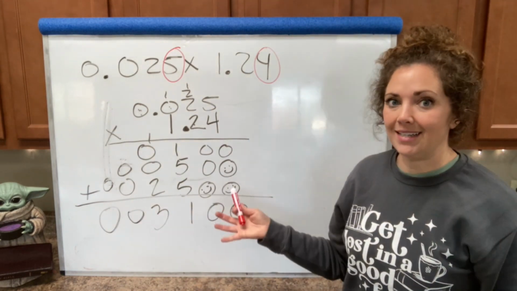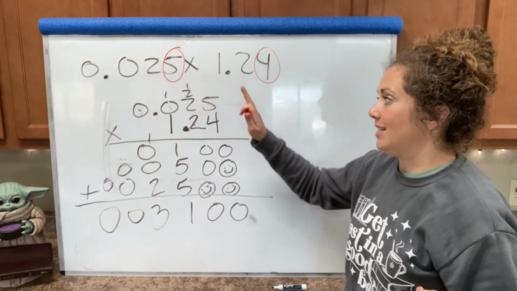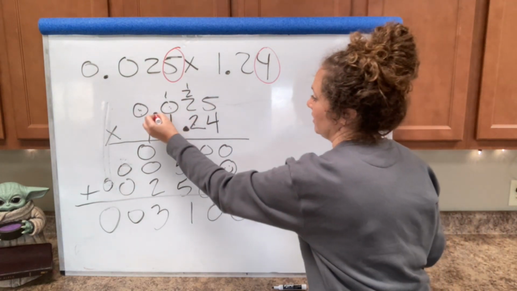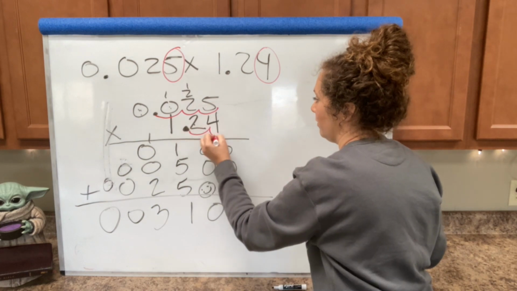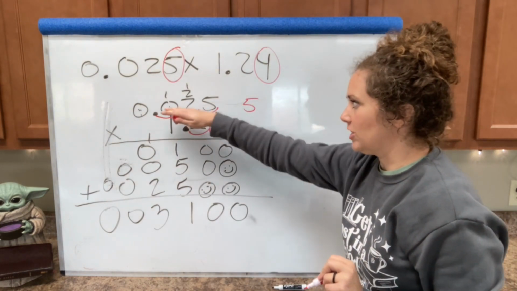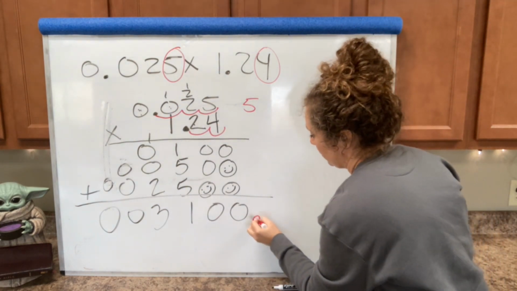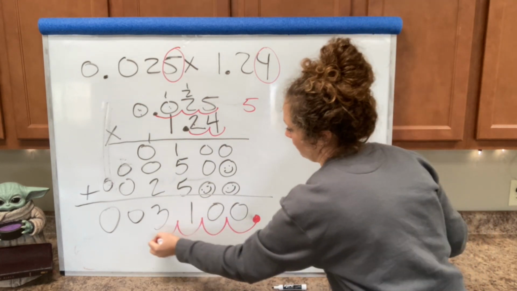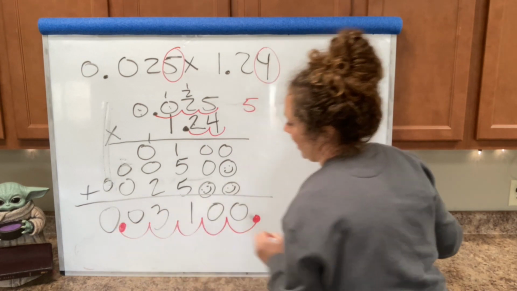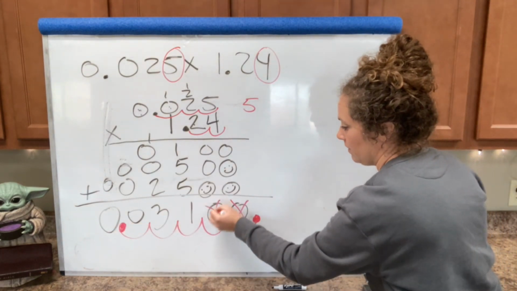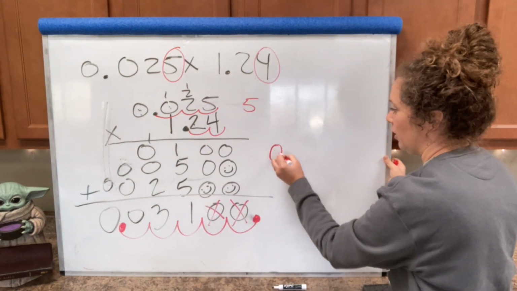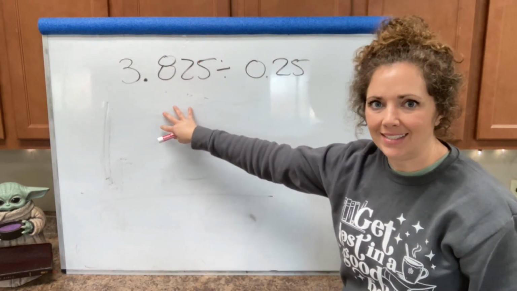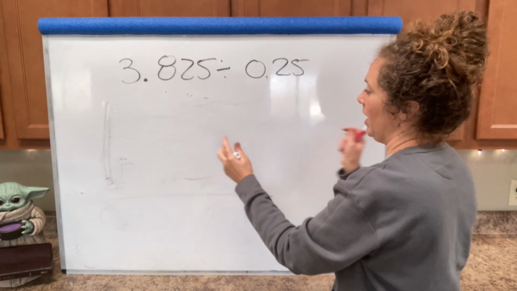Now to see where my decimal goes, I am counting the number of digits past the decimal in each number. And that is 1, 2, 3, 4, 5. There are 5 digits behind the decimals. So then I start here and I go over 5. 1, 2, 3, 4, 5. I no longer need these zeros. And my answer is 0.031.